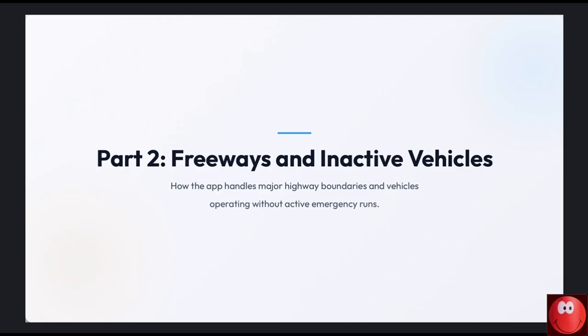Okay, so now that we know how city streets work, what happens when the environment changes? On a high-speed interstate, traffic behaves differently, and emergency crews operate under a completely separate set of rules. Let's look at how Waze handles major highway boundaries and how it keeps the map clean when ambulances are off duty.